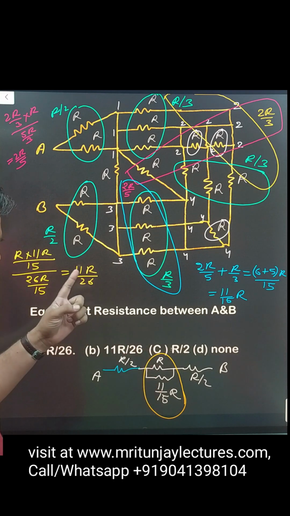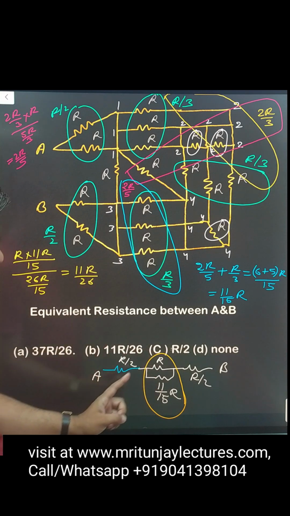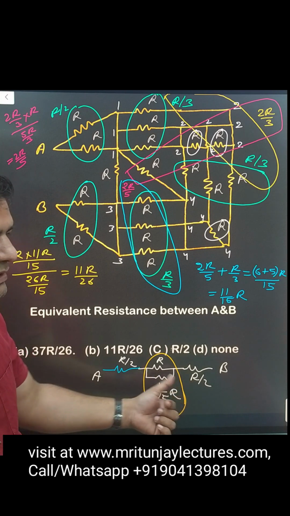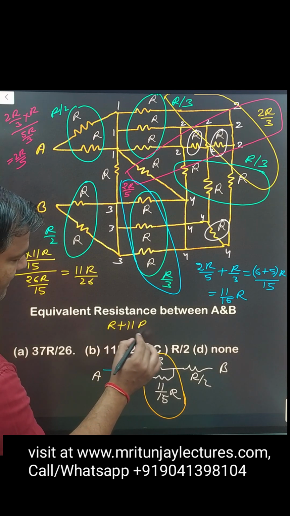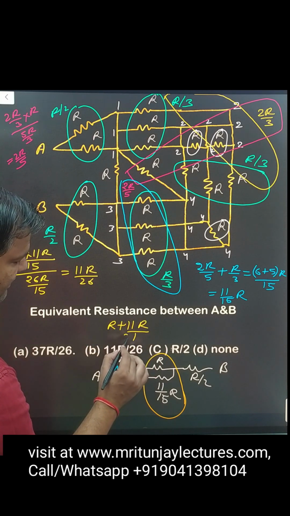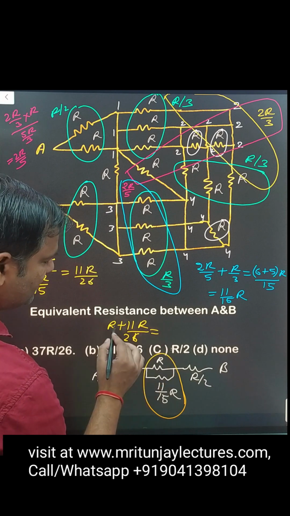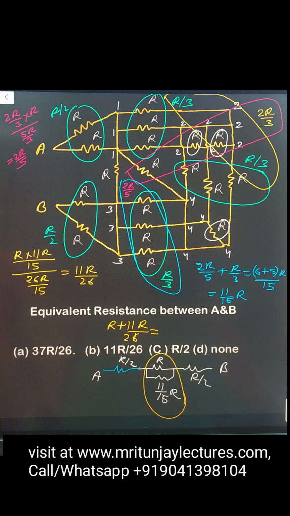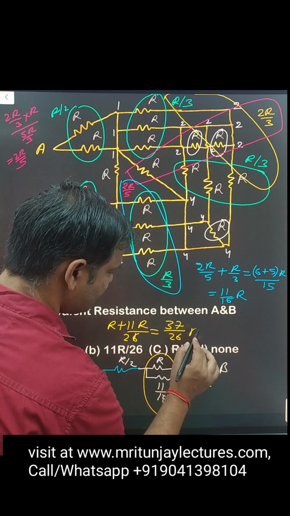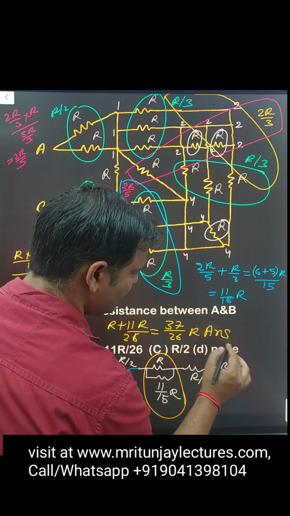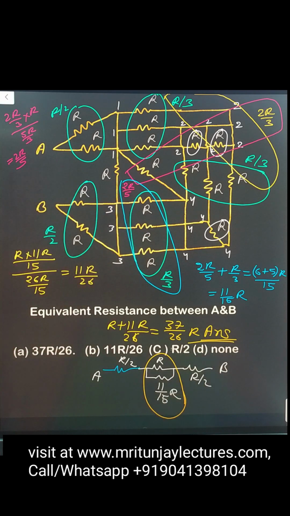These three are in series: 11R by 26 plus R by 2 plus R by 2, that is R. So simply R plus 11R by 26, how much is that? 26 plus 11, that is 37. So we got 37 divided by 26 R as the final answer. So look here, which option is the correct option? Option A is the correct option, mark it.